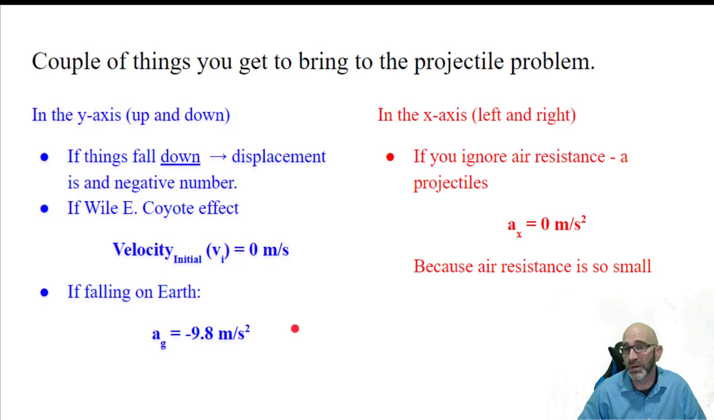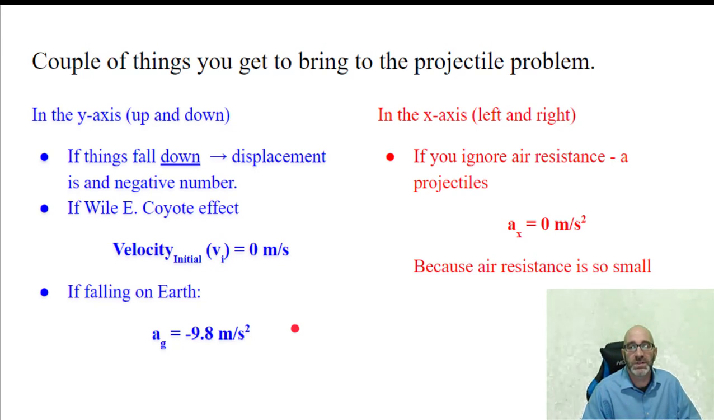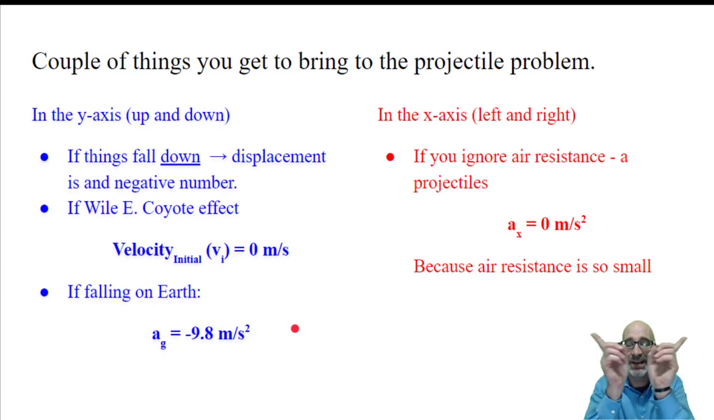In addition, we can add one more bit of information. In the x-axis, the red corner, when we talk about left and right, if you can ignore air resistance, then you can say that a projectile's acceleration in the x-axis is 0 meters per second squared, because air resistance is so small. Now, in order to explain this, I want you to think about when you throw a ball.